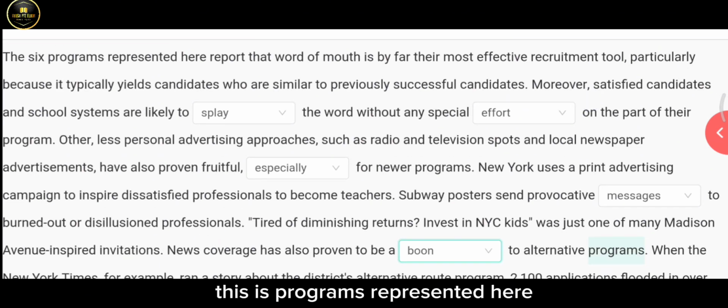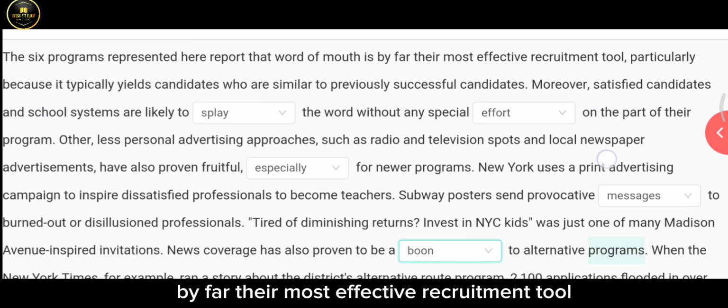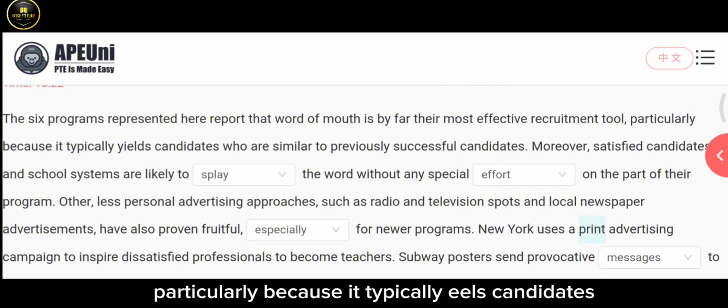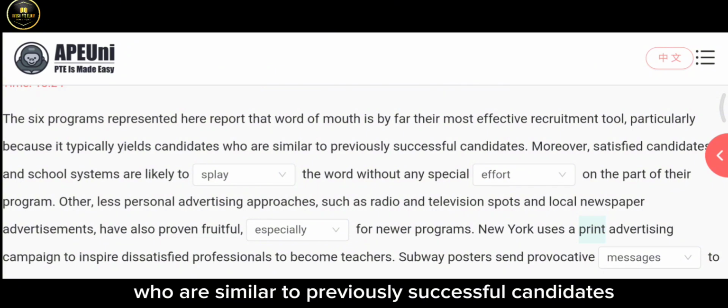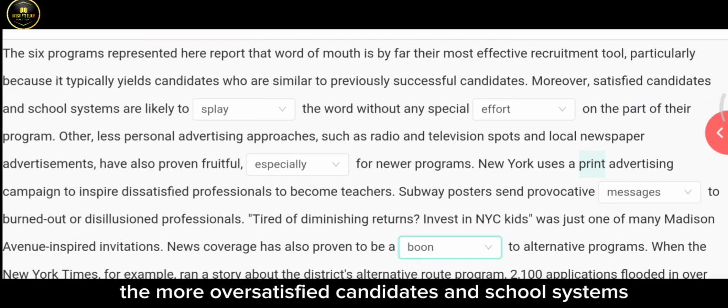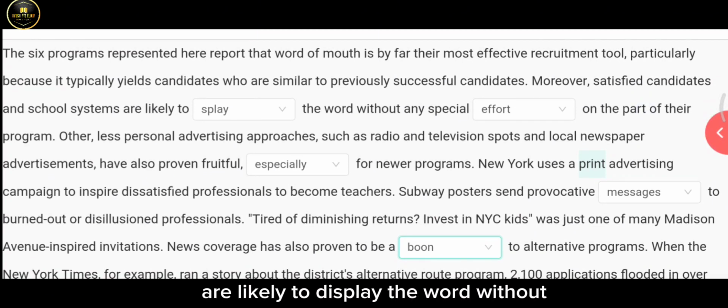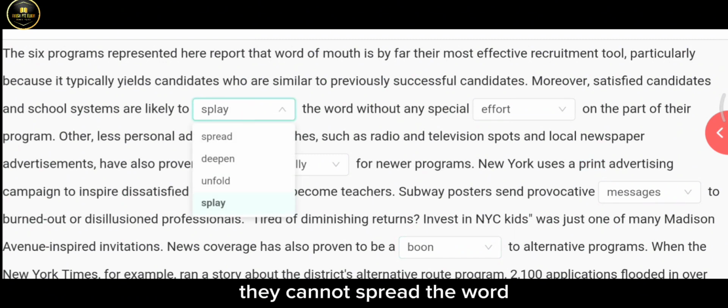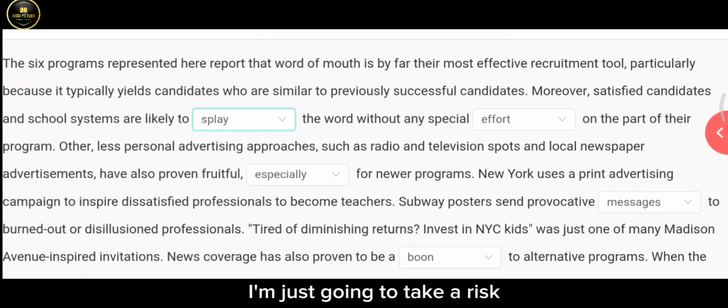The 6 programs represented here report that word of mouth is by far their most effective recruitment tool, particularly because it typically yields candidates who are similar to previously successful candidates. So moreover, satisfied candidates and school systems are likely to splay the word without any special effort on the part of their program. Means they cannot spread the word, they cannot deepen, they cannot unfold. Yeah, it can be unfold, I'm not sure. But over here I'm just going to take a risk.